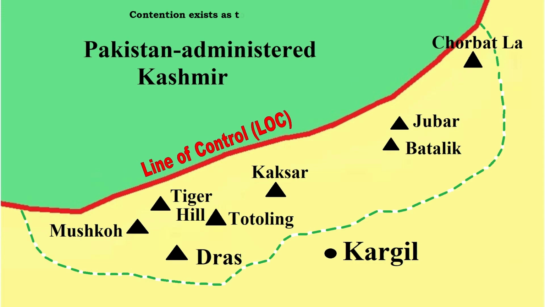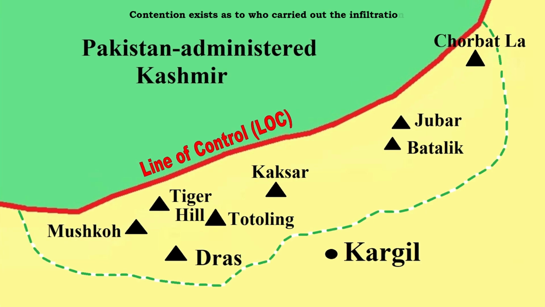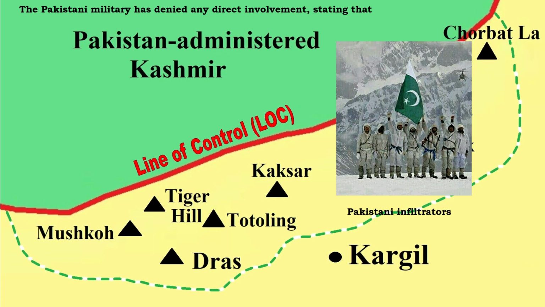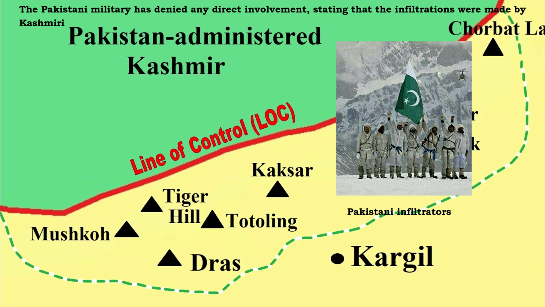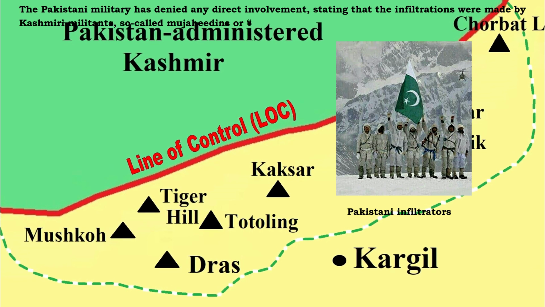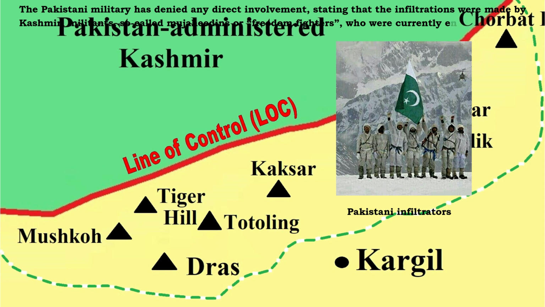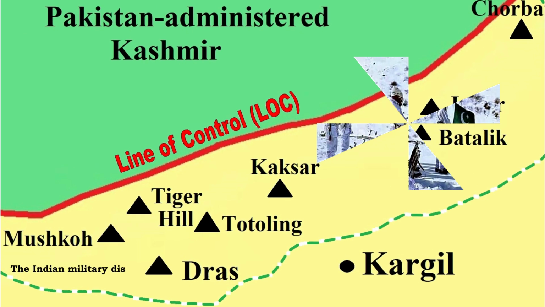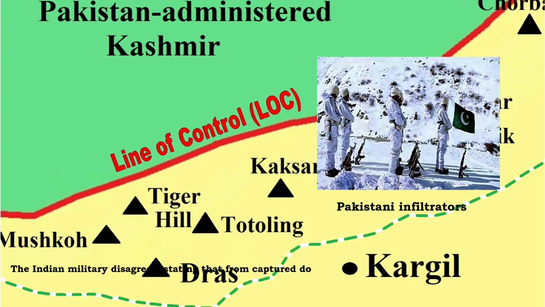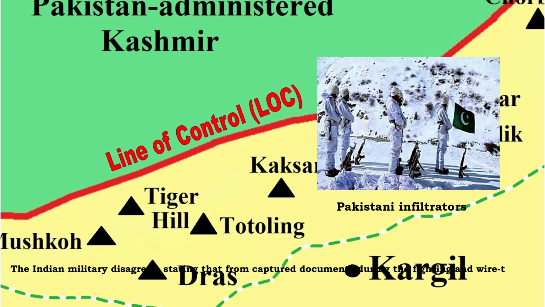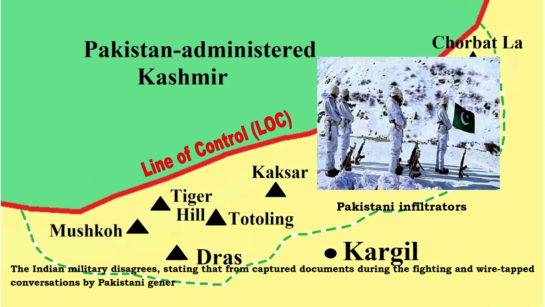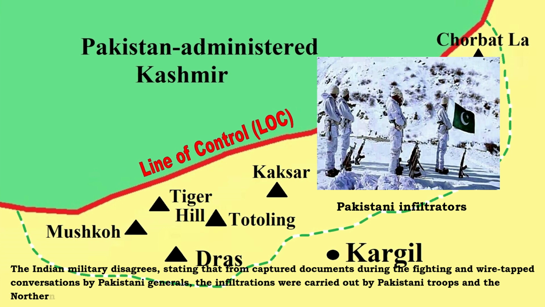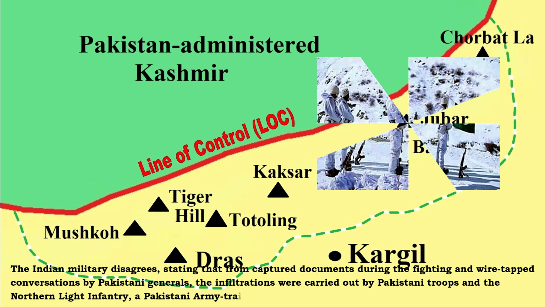Contention exists as to who carried out the infiltrations. The Pakistani military has denied any direct involvement, stating that the infiltrations were made by Kashmiri militants, so-called Mujahideen or freedom fighters, who are currently engaged in an independent struggle for Kashmir. The Indian military disagrees, stating that from captured documents during the fighting and wiretapped conversations by Pakistani generals, the infiltrations were carried out by Pakistani troops and the Northern Light Infantry, a Pakistani Army-trained paramilitary.